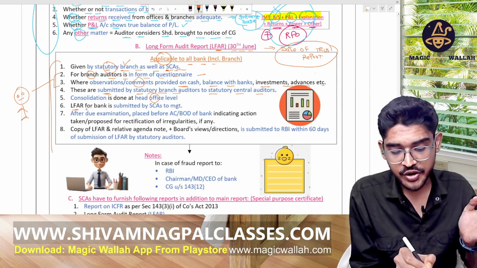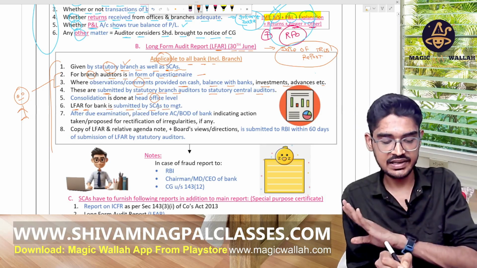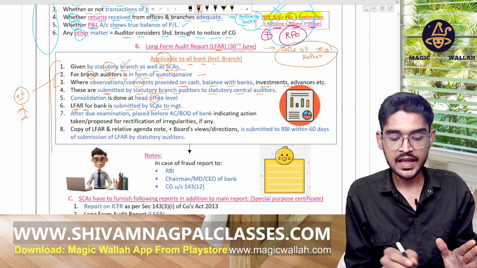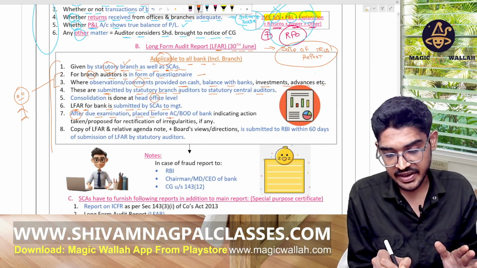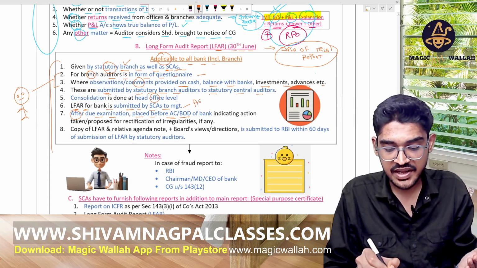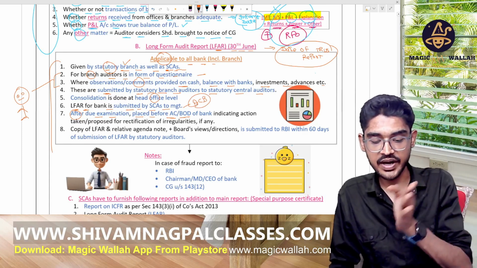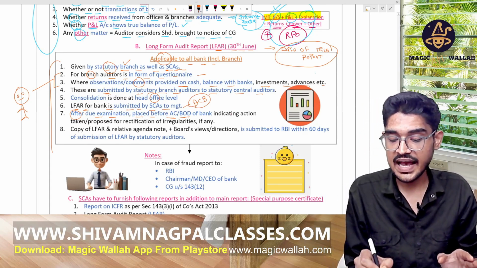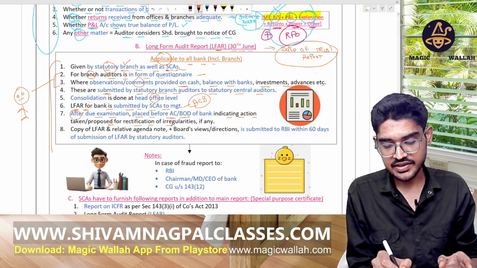The long form audit report for the bank is submitted by the SCA to the management. Finally, the complete file, after due examination, is placed before the audit committee and board of directors, ACB, indicating the action taken or proposed for the rectification of the irregularities, if any.